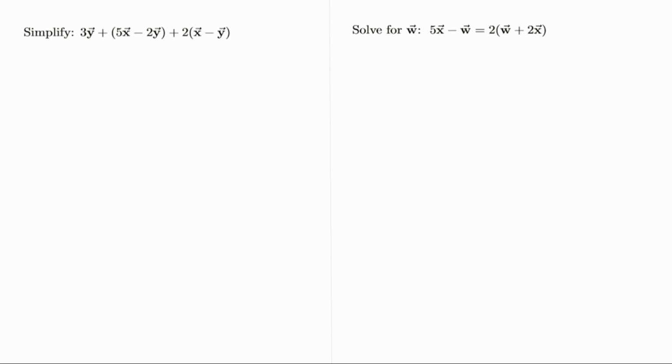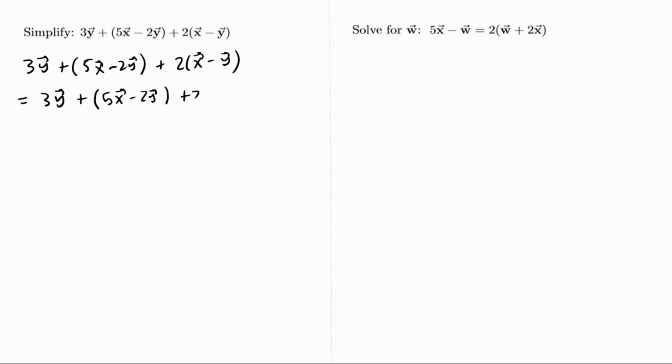Now, let's put all of these together and do some algebra with vectors. So we want to simplify 3y plus 5x minus 2y plus 2 times x minus y. First, I have 3y plus 5x minus 2y plus 2 times x minus y. Then I use the fact that I can distribute the 2 over the x minus y, so I have 3y plus 5x minus 2y plus 2x minus 2y. Now I will use the fact that vector addition is associative, meaning that these parentheses don't matter.